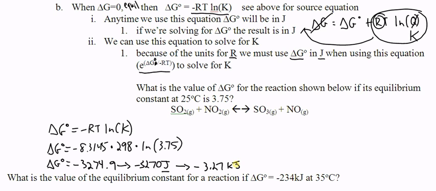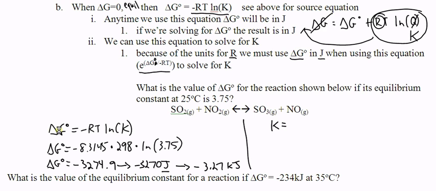That's pretty much the use for this equation. If you've got the equilibrium constant, you can get the standard free energy value. Another consideration is like this down here. What is the value of the equilibrium constant for a reaction if standard free energy is negative 234 kilojoules at 35 degrees Celsius? So now we have non-standard conditions, but we can go ahead and just use the equation that we talked about before. So we're going to use the adjusted equation.